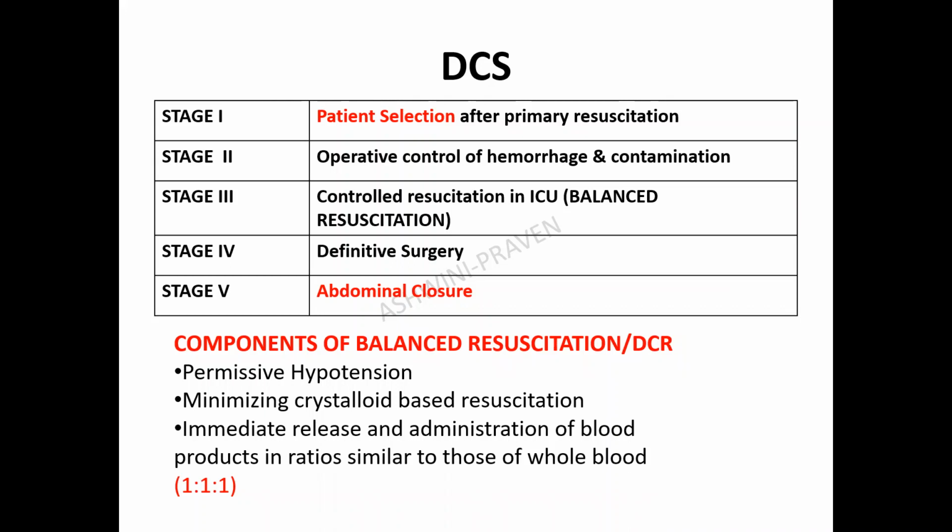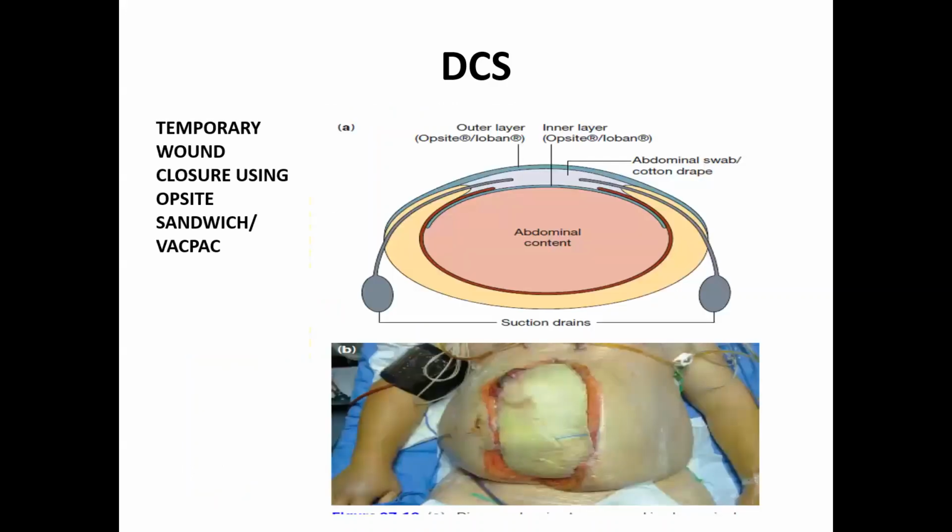And I forgot to mention one more thing. Stage 1 primary resuscitation and stage 3 balanced resuscitation together are called damage control resuscitation, DCR. So damage control resuscitation combines both stage 1 and stage 3 resuscitation. Damage control surgery comprises all the 5 stages. So don't get confused. After these 3 stages are done, if the patient is physiologically stable and his parameters have improved, then once again shift the patient to OT, do the definitive repair, and lastly perform an abdominal closure. Am I clear? So, continuing.